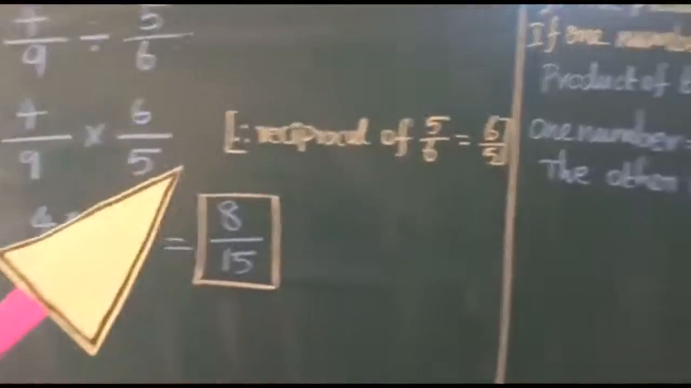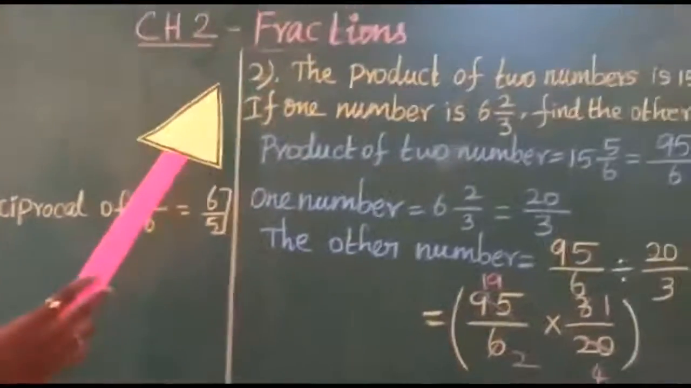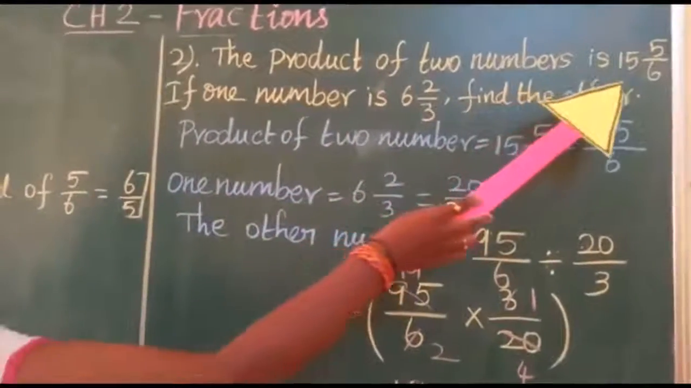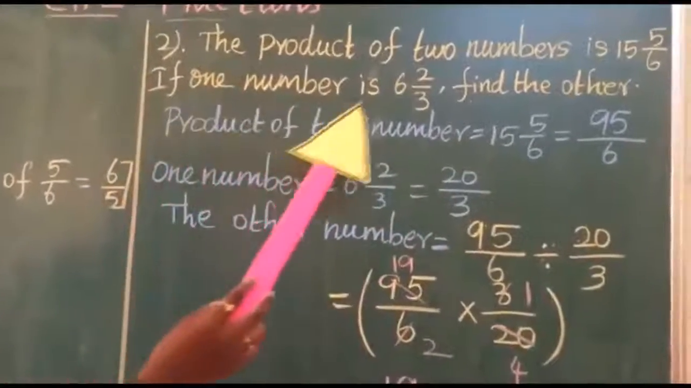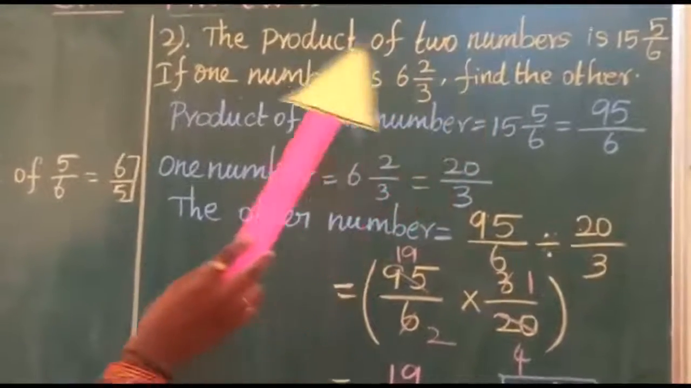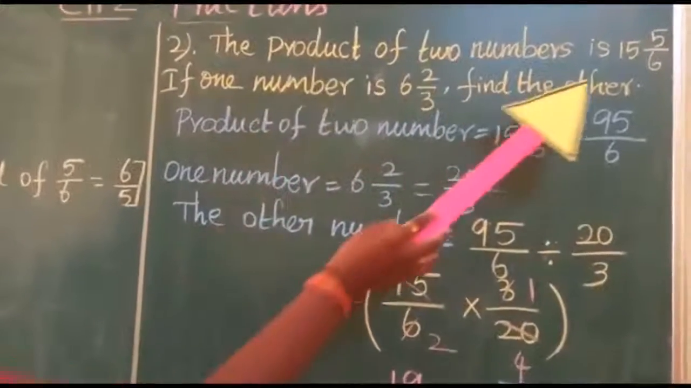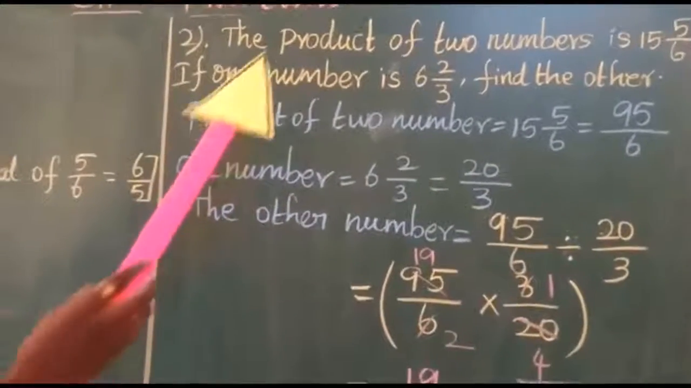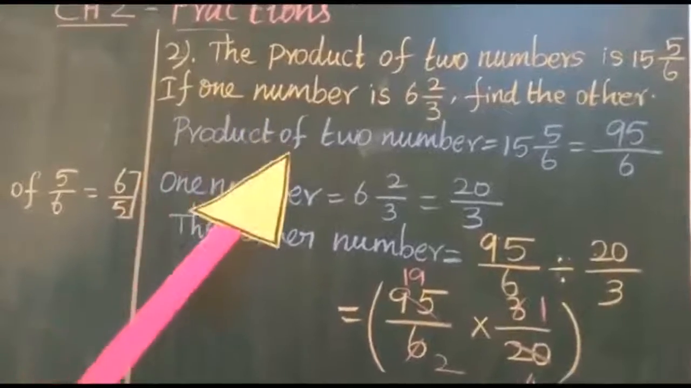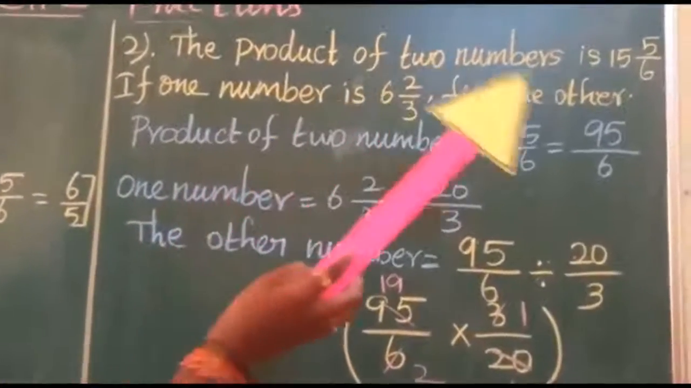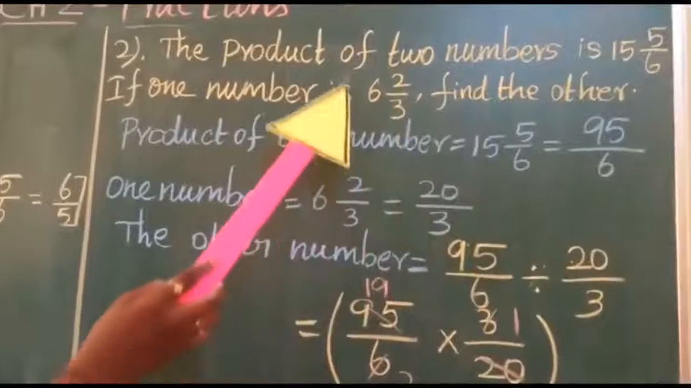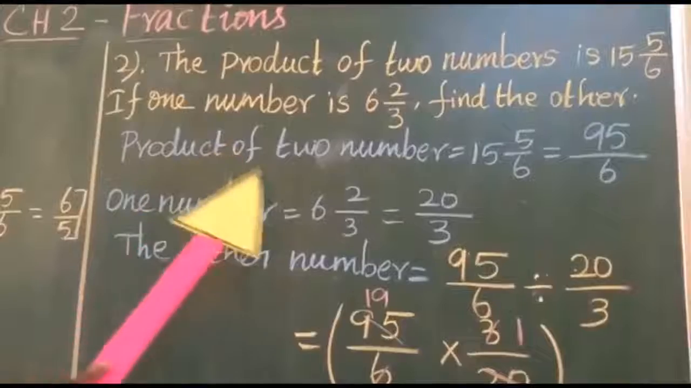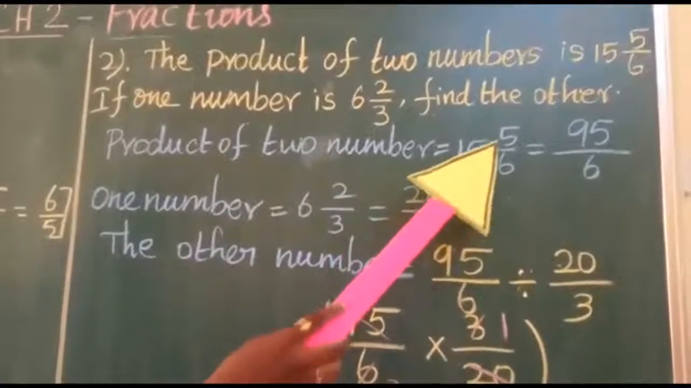Now let us move to the word problem. In the word problem, second question: the product of two numbers is 15 into 5 by 6. If one number is 6 into 2 by 3, find the other number. So the product of two numbers, but only one number is given. What about the other number? That we have to find. Product means we know that two numbers are multiplied, and their answer will be 15 into 5 by 6.